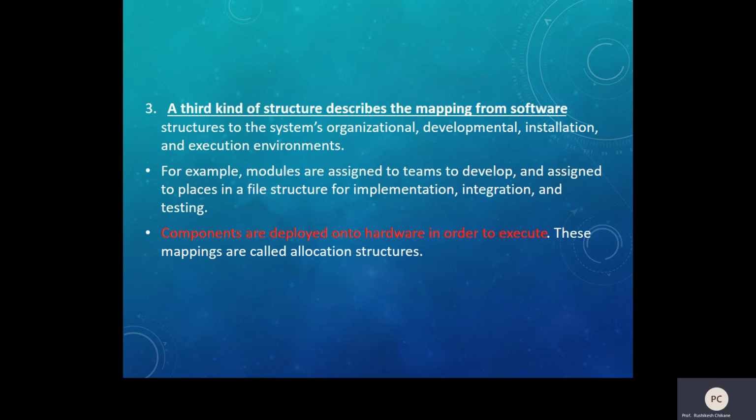Okay, so the third kind of structure describes the mapping from software structures to the system's organizational, development, installation, and execution environments. For example, suppose modules are assigned to teams to develop, and assigned to places in a file structure for implementation, integration, and testing. Here we can say that this is nothing but a mapping.